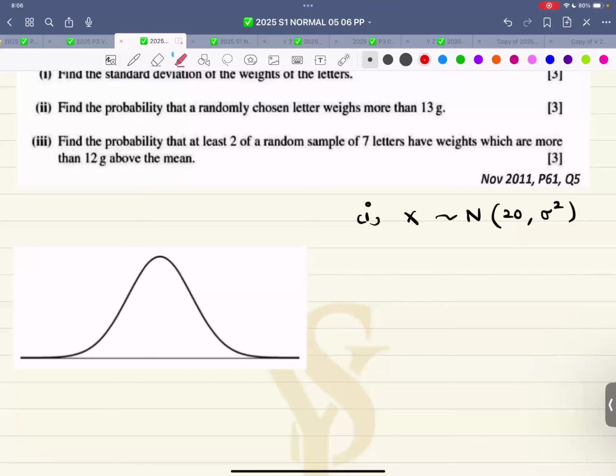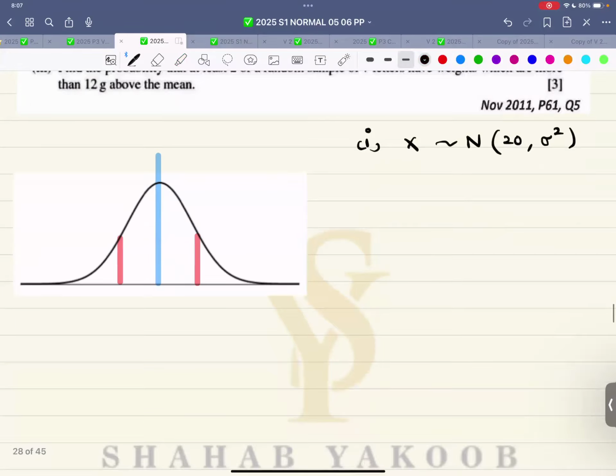So let me highlight it. Let me draw a line over here. Let me draw a line over here. Let me draw a line in the middle. This is 20 grams. This is 20 plus 12, 32. This is 20 minus 12, which is 8. And then it says 94% are within 12 grams of the mean. That means this is 94%.